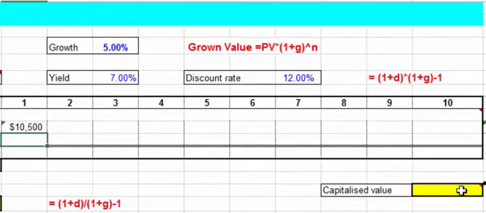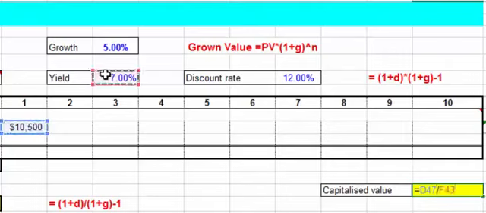We'll do a simple capitalisation here in cell M52. And that's going to be equal to the expected rent for the coming year divided by the yield, in this case that's 7%, in cell F43. And that gives us $150,000. So that's the simple way to analyse this property. Let's continue with our DCF now.